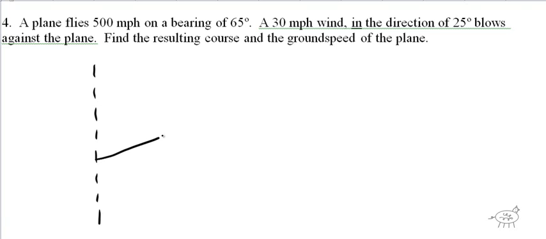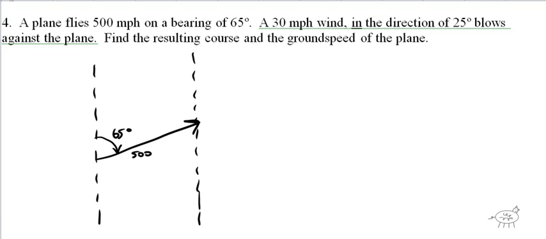So 65 degrees, and it's traveling at 500 miles an hour. Okay, a 30 mile an hour wind, so it's going to blow against the plane again. It always does that in the direction of 25 degrees. What does that mean? Notice it's underlined around the "in," because it's blowing in the direction of 25 degrees.